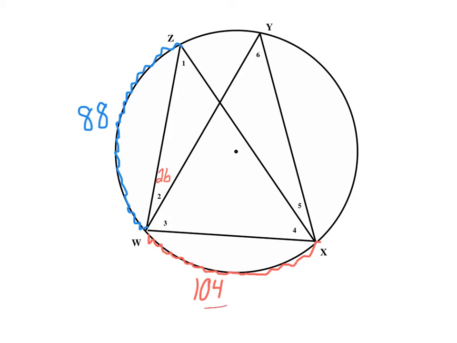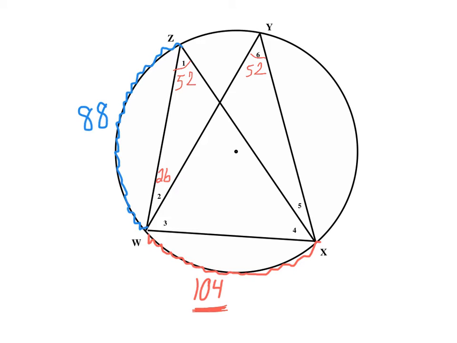They told us that arc WX down here is 104. Now, I noticed that the inscribed angle Z and inscribed angle Y both open up to that intercepted arc 104. So, first thing I'm going to do is solve for angle 1 and angle 6. I know they're going to be congruent. They open up to the same arc. They're going to be half of 104. So each of these are going to be 52.